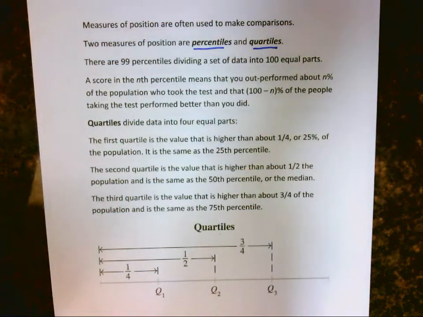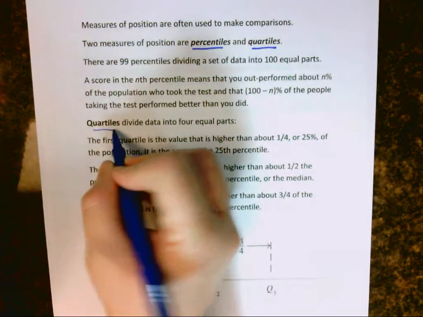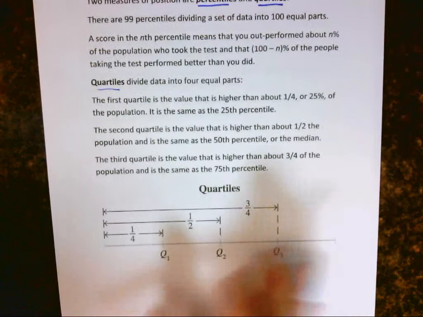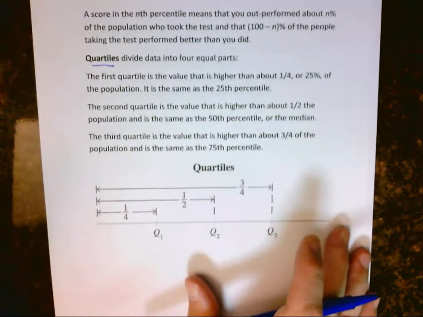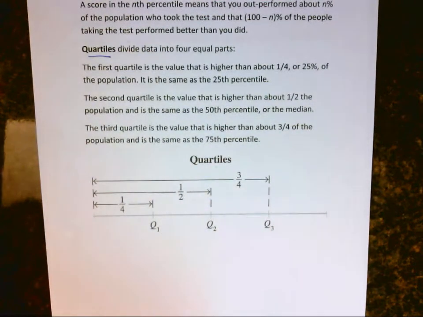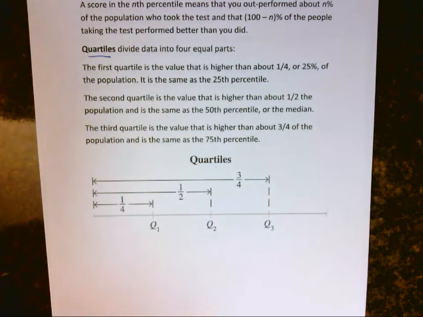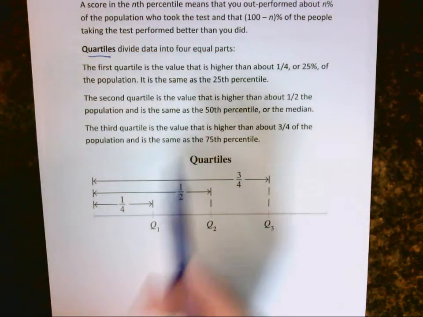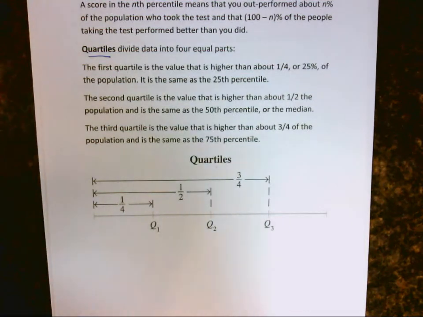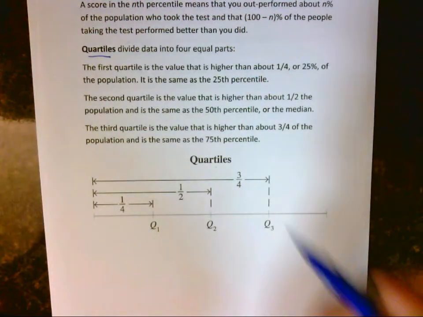Quartiles, this is the next topic, so that was percentiles. Quartiles divide the data into 4 parts, and the way they do that is by looking for the median. The first quartile is the value that is higher than about 1/4, 25% of the population. It's the same as the 25th percentile. So quartiles and percentiles are related. The second quartile is the value that is higher than about half of the population and is the same as the 50th percentile. It's the median.